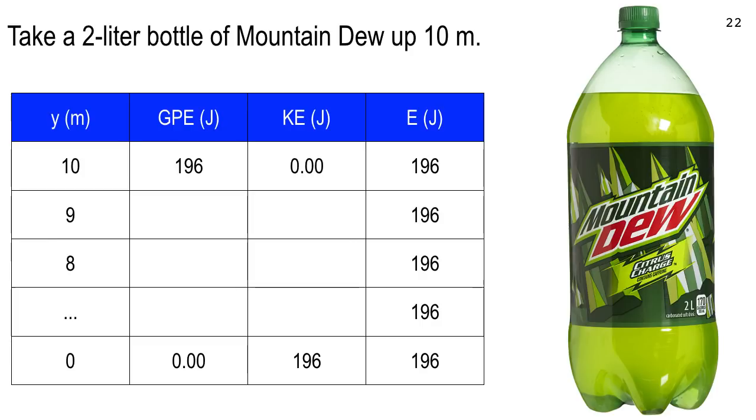And then at exactly 5 meters, you've got 50-50: 98 joules potential, 98 joules kinetic. And then down at 2 meters, I'd have almost no potential energy and mostly kinetic. On homework, you're going to figure this out. You'll figure out the kinetic energy, I think, at 4 meters.